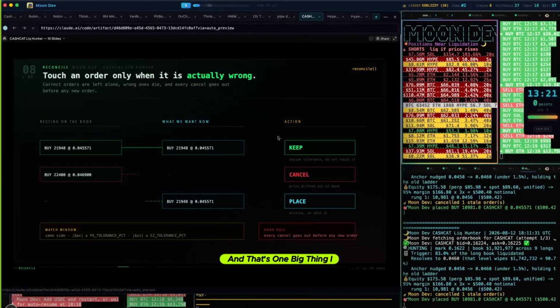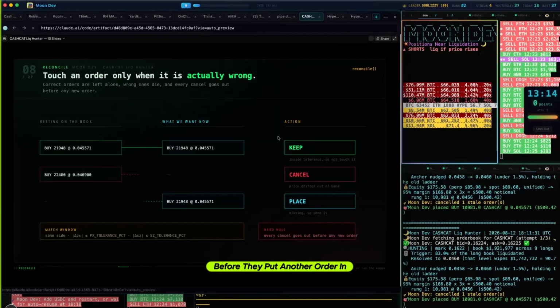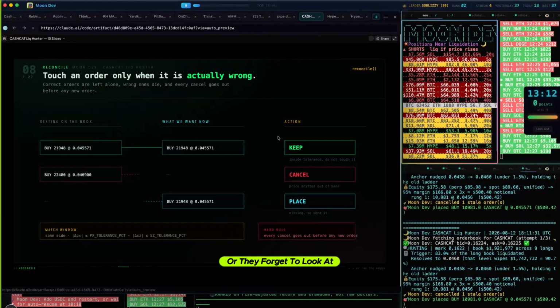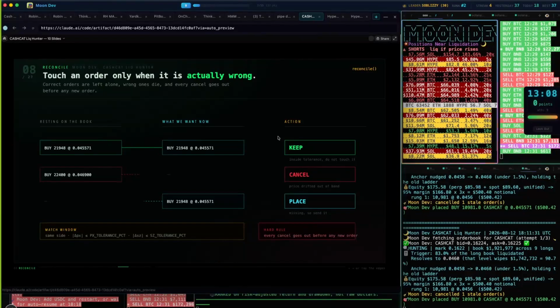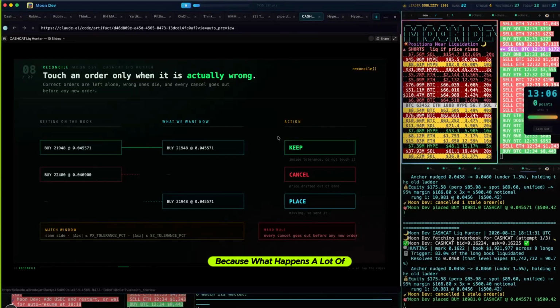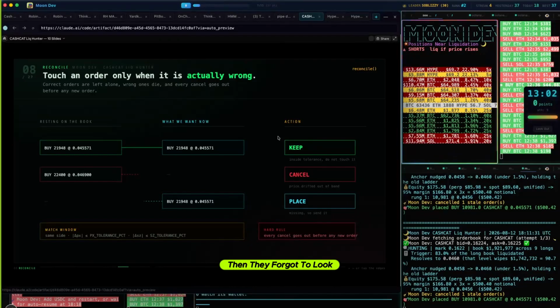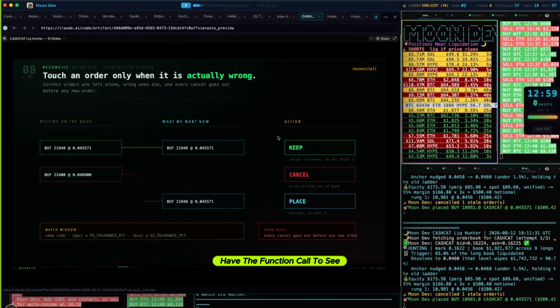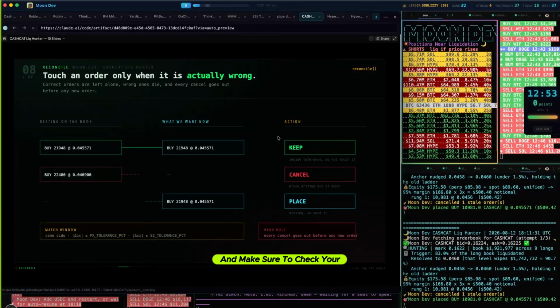And that's one big thing I want to mention here: I see a lot of people start building bots and they forget to cancel the order before they put another order in, or they forget to look at their position before they actually enter a position. What happens a lot of times is they enter a position, then they forgot to have the function call to see if they're in position. So they just keep entering and they blow up that way. So be careful. Make sure to cancel orders and make sure to check your positions.